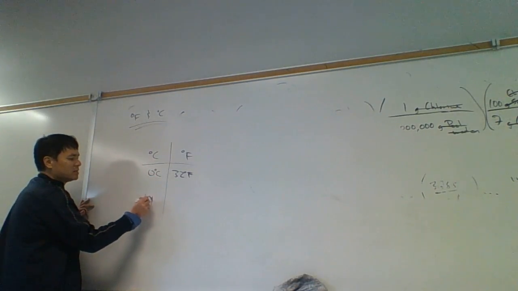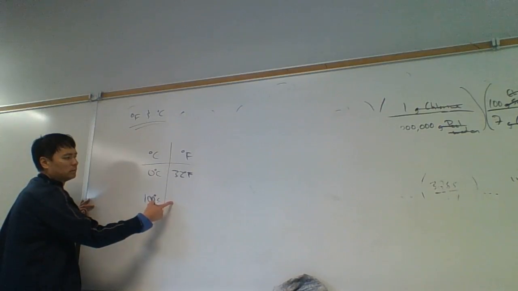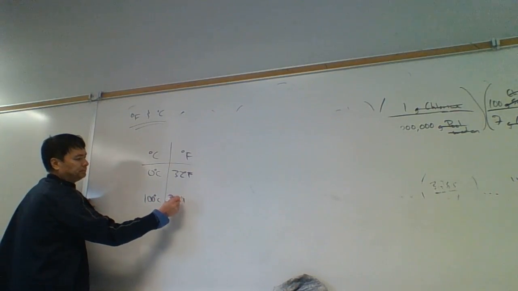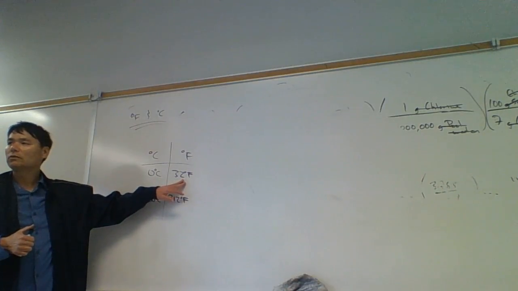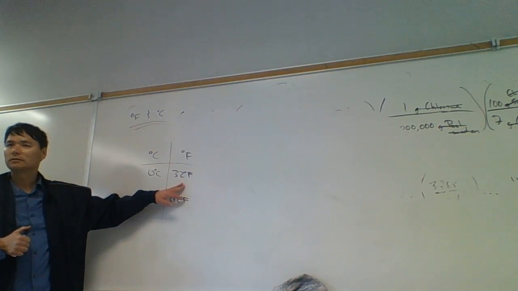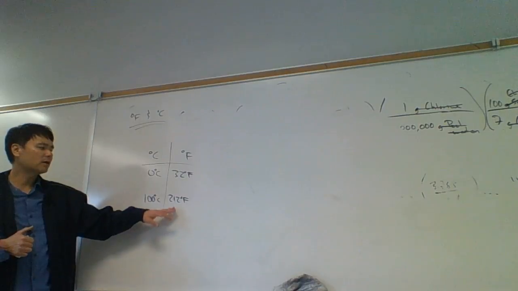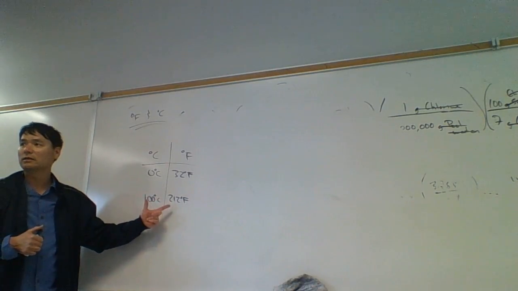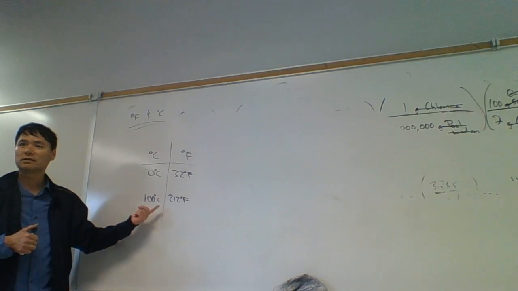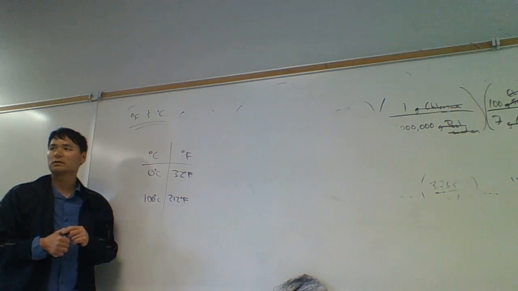At 100 degrees C, what is the Fahrenheit temperature? 212. Now, is it about 32 or exactly 32? Exactly. Is it about 212 or exactly 212? Exactly. These are exact. These are by definition. Did you know that? These are by definition.